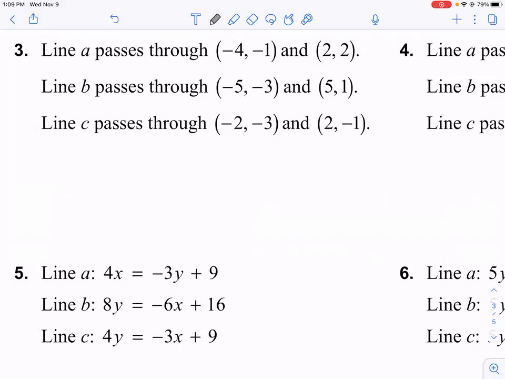How about you do that for me? If you are in table purple or green, find the slope of line A. We're gonna do some teamwork today. Blue and red, find the slope of line B. Yellow and teal, slope of line C. Ready, set, go.